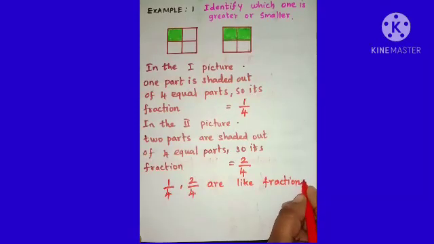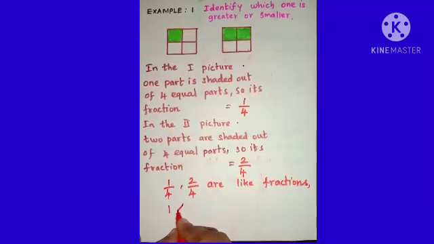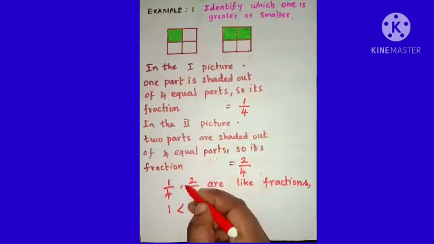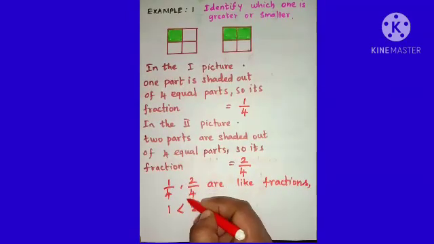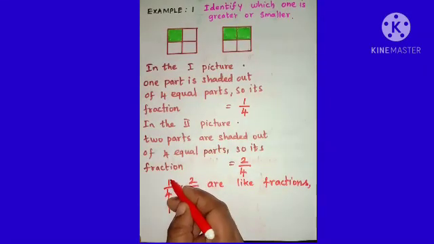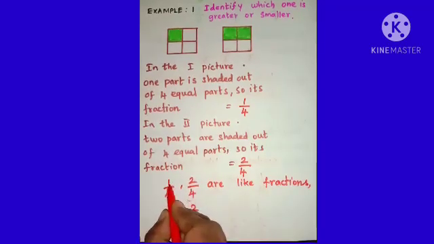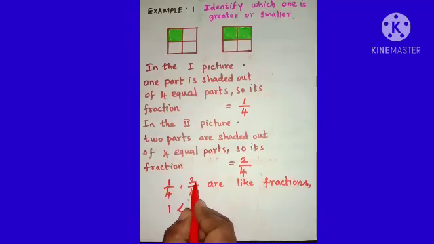In like fractions, you have to compare the numerators. Here 1 is less than 2. Okay? Here we can say that the fraction 2 by 4 is greater than 1 by 4. The same as 1 is less than 2. If the denominators are the same, we can easily compare the fractions by seeing the numerators.